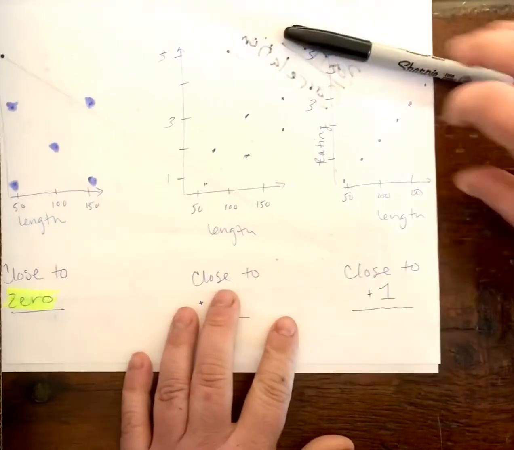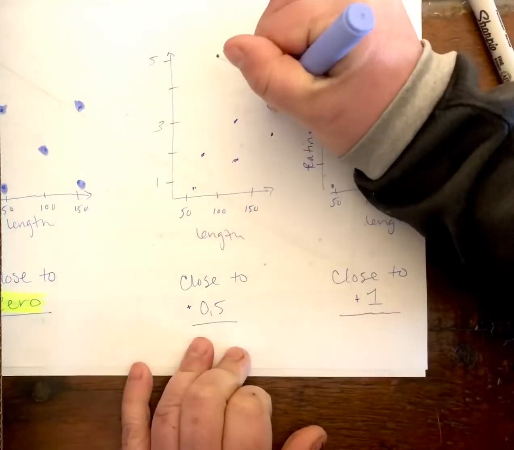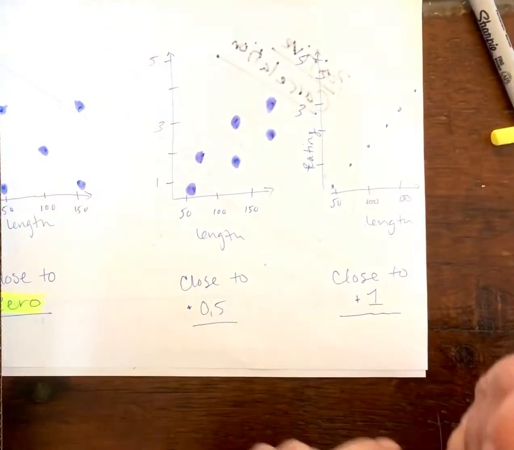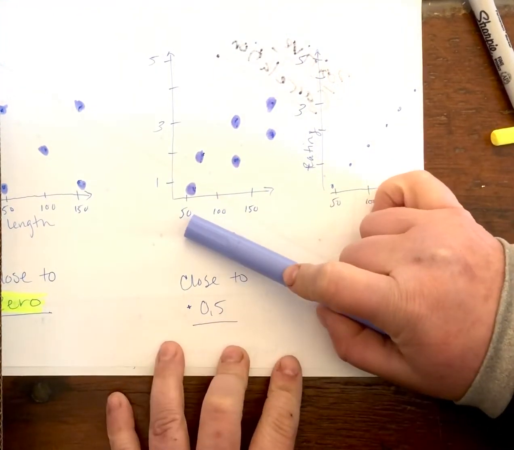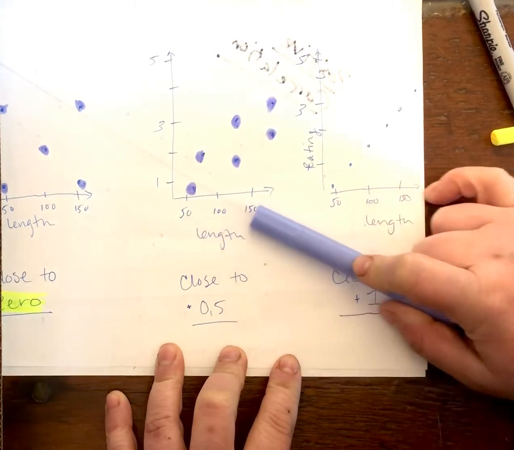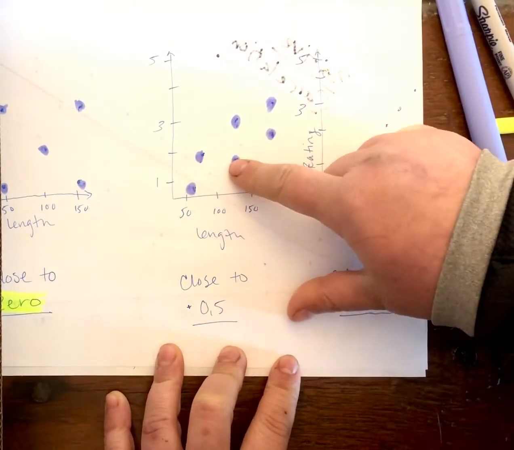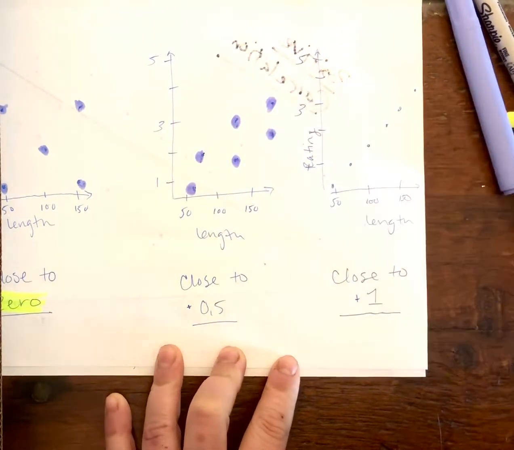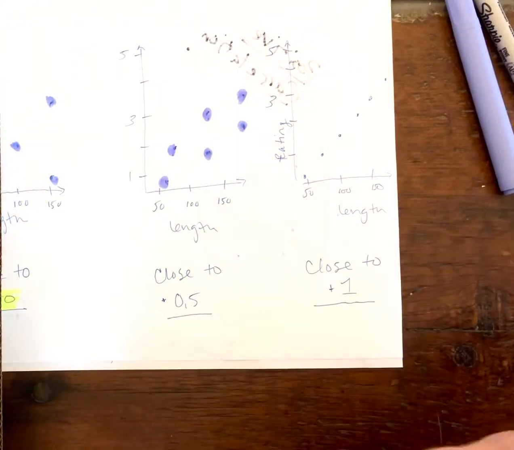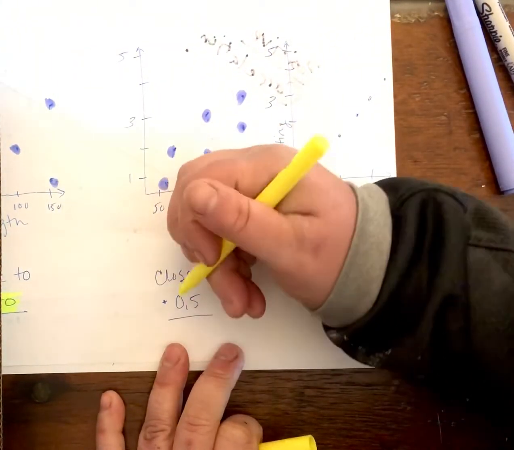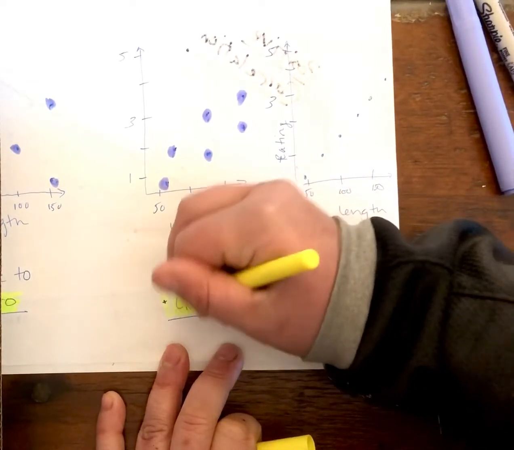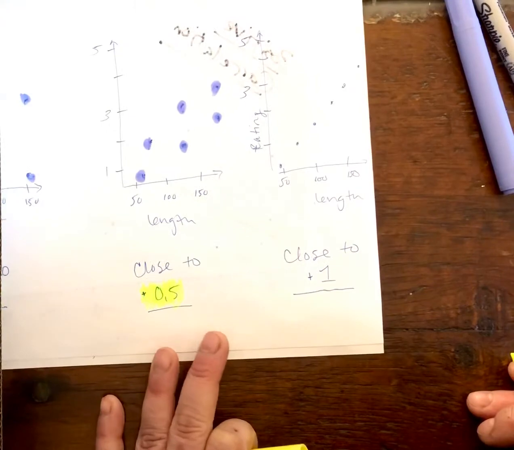In my next graph, I have these points. So you can see as the movie gets longer, most of the ratings go up, but not all. See, we went up and then down, up and then down, up and then down. So I have a positive-ish trend, which means that it's probably an R value close to positive 0.5 because it's going up, but it's not a perfect fit.